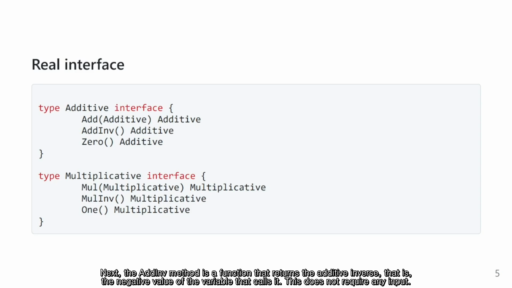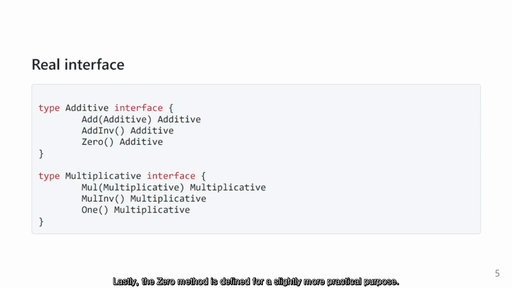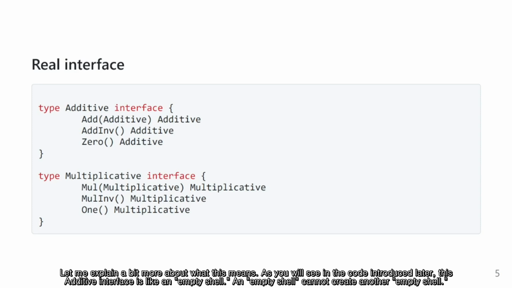Now, the add-inv method is a function that returns the additive inverse, that is, the negative value of the variable that calls it. This does not require any input. Lastly, the zero method is defined for a slightly more practical purpose. Let me explain a bit more about what this means.